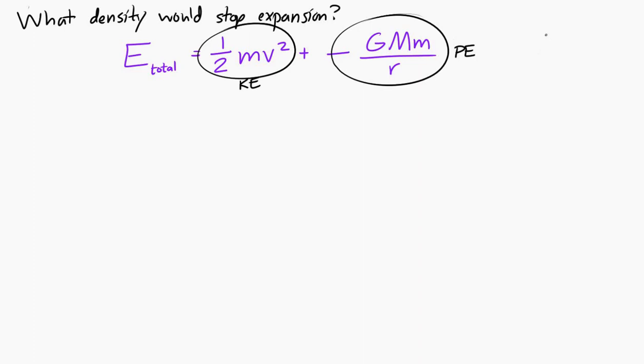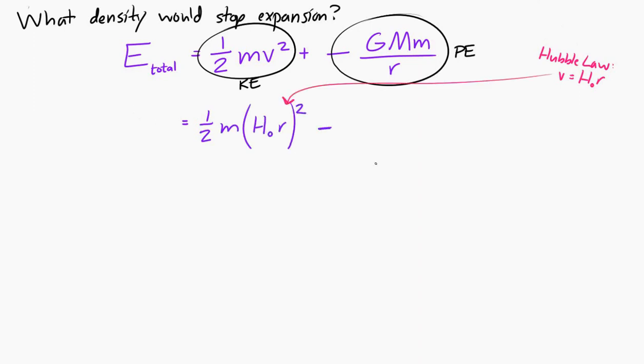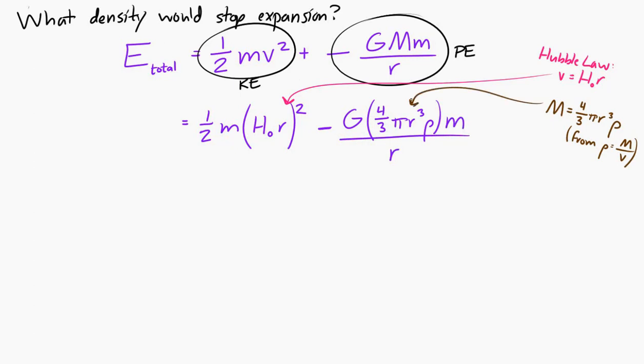Now, the kinetic energy of the universe we can write this way. We can replace the v with Hubble's constant times r, r here representing the distance between things. So, okay, we put that in there. And then we can replace the mass of the universe with 4/3 pi r cubed, the volume of the spherical universe, times the density. Okay.